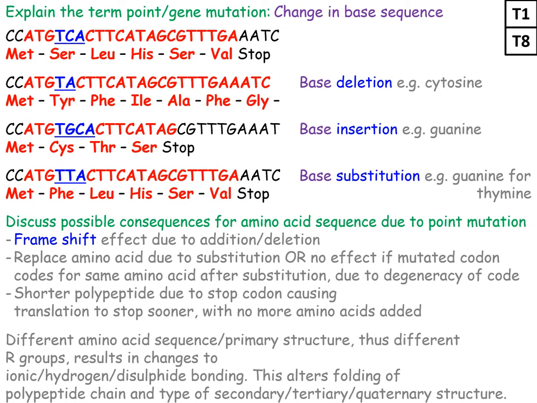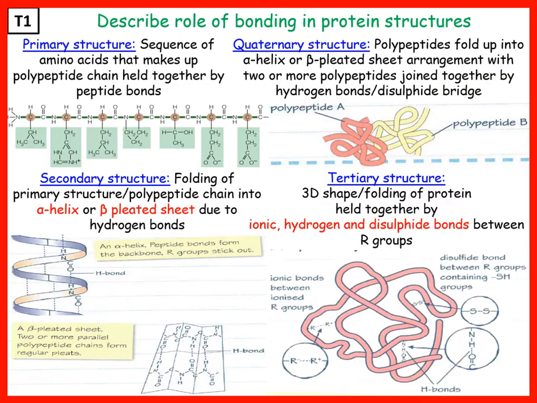Therefore, there are going to be different types of ionic, hydrogen, and disulfide bonding, and that alters the folding of the polypeptide chain and the type of secondary, tertiary, quaternary structure. So these are how mutations have an effect on protein. So we learnt about protein structures here and the fact that they could make ionic, hydrogen, disulfide bonds. If you have different amino acid sequence, the R groups will be different, and therefore the folding of the protein will be different. And that will then have an effect on the protein having a different structure.